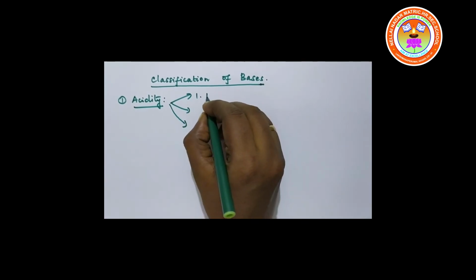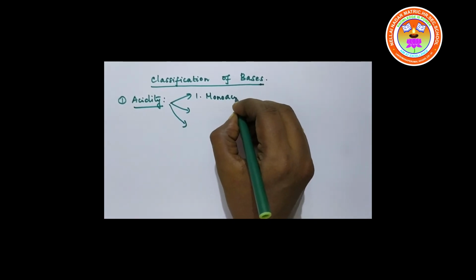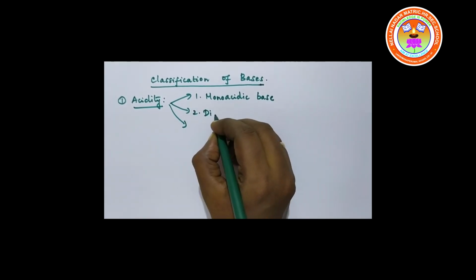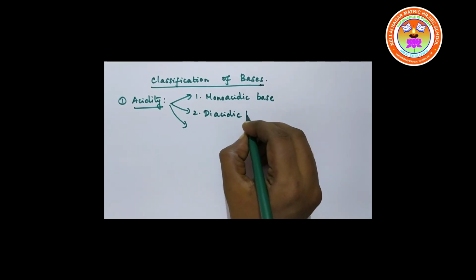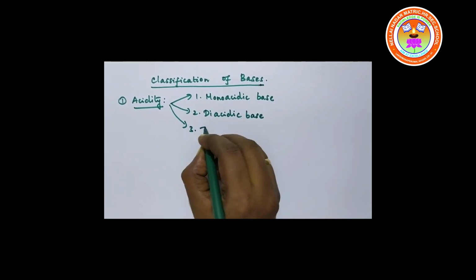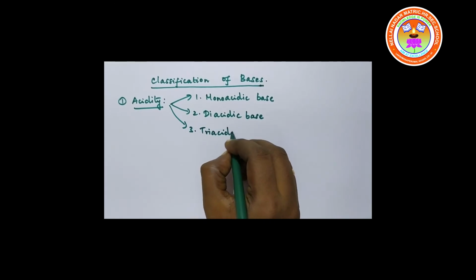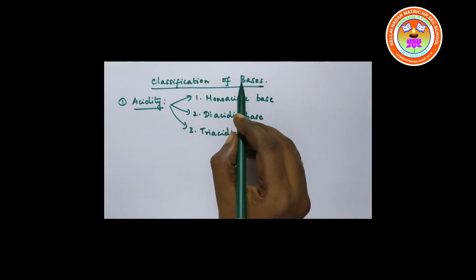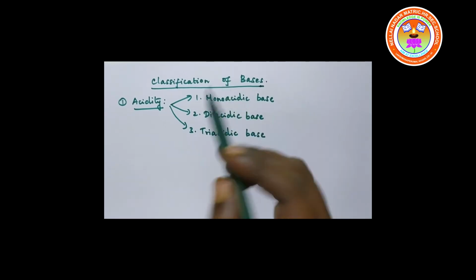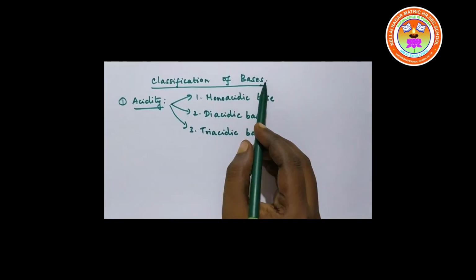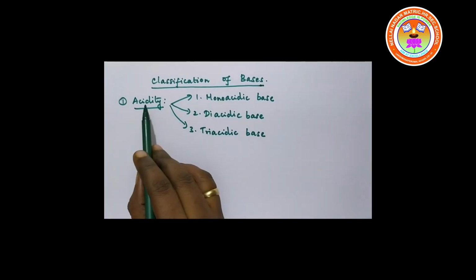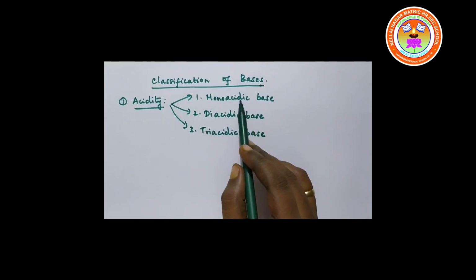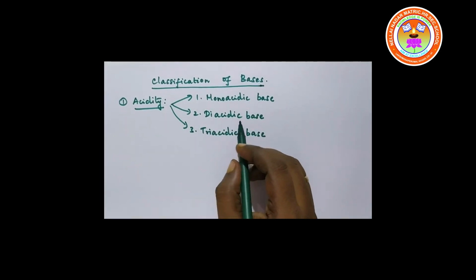They are monoacidic base, diacidic base, and also triacidic base. Okay. Acids are classified on the basis of their basicity. Bases are classified on the basis of their acidity. What do you mean by the term acidity? Acidity corresponds to the number of replaceable hydroxyl ions present in a base.